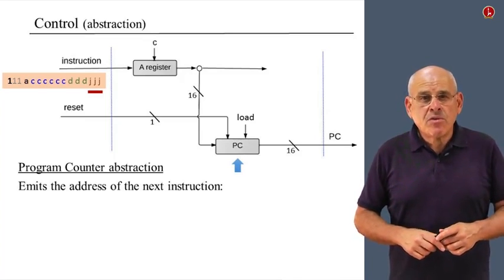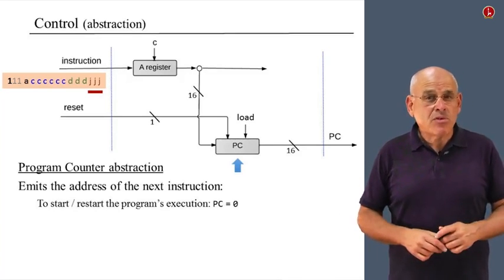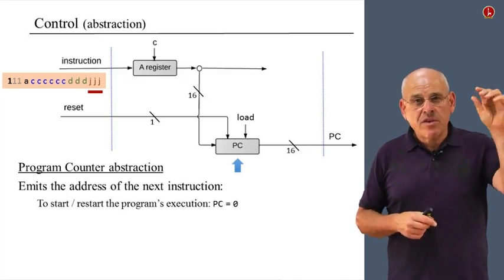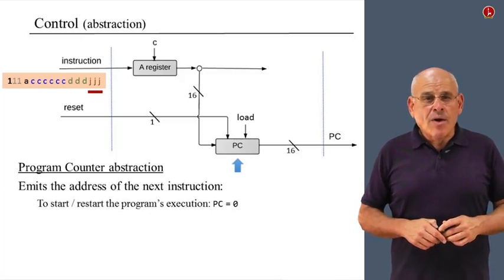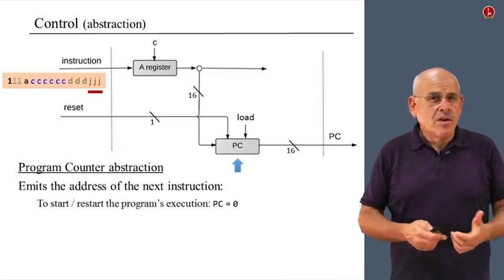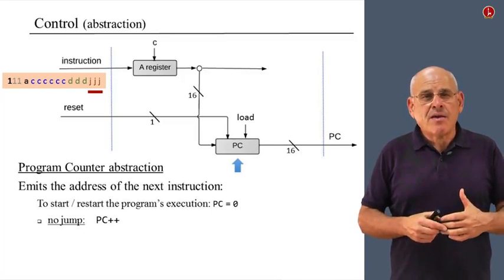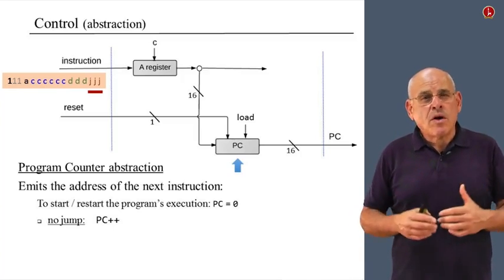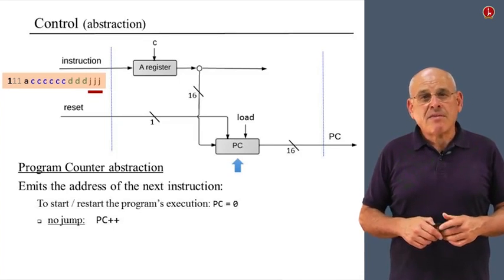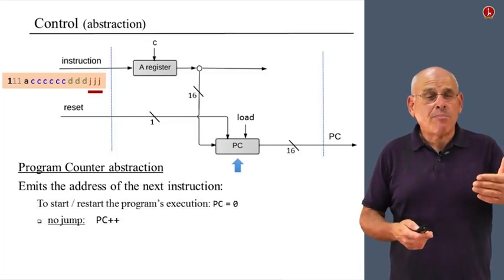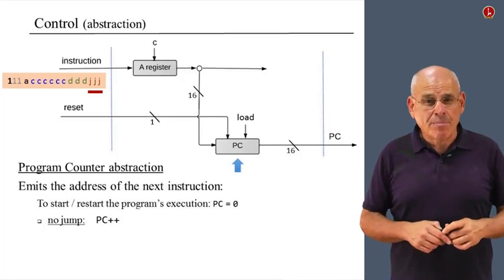Now, if you want to start or restart the computer, in this case, we have to set PC to 0 because we want to execute the first instruction in the program. So PC equals 0 makes a lot of sense. Otherwise, if we have a no jump situation, if the current instruction is such that the 3 J bits are 0, then we want the program counter to increment by 1 step, so that the next instruction that we will execute will be instruction number 1, and then instruction number 2, and 3, and 4, and so on, as long as we don't have a jump.